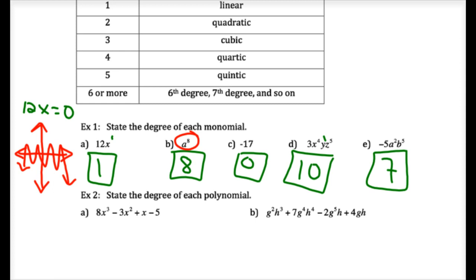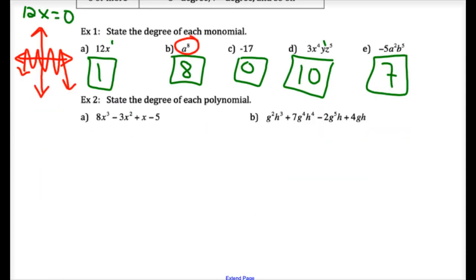Okay? So that's going to make sense when we do chapter 9 and we start graphing quadratics, because the number of solutions is the degree. All right. So now this is the hard stuff. No, that's not too bad. All right, let's state the degree of the polynomials. Remember the degree of a polynomial?